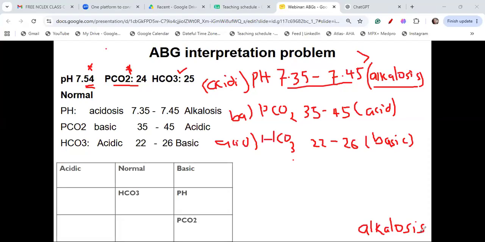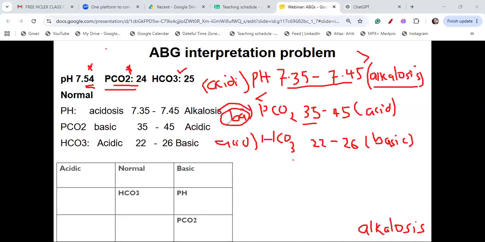The next thing, you want to check if it is metabolic in nature or respiratory in nature. And how you tell that is the one that matches. In this case, we are matching alkalosis. Now, PCO2 of 24. Where is it? It's less than 35. So where is it lying? It's lying on the basic side.